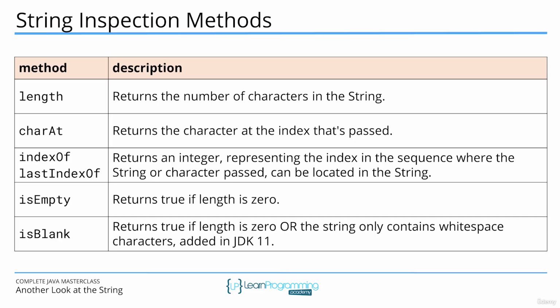We have some methods that tell us about the string value. The method length tells us the number of characters in the sequence. The method charAt will return a character if we specify an index position. There are two methods, indexOf and lastIndexOf, that can tell us if the string value contains a specified character or substring. Finally, the methods isEmpty and isBlank tell us whether the sequence is empty or if it contains just white space characters.